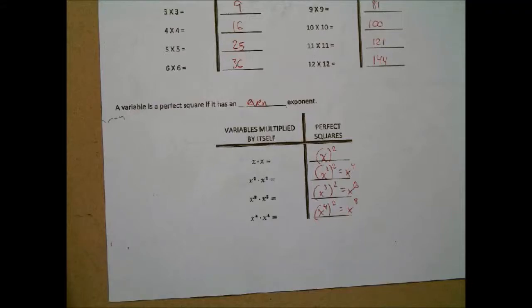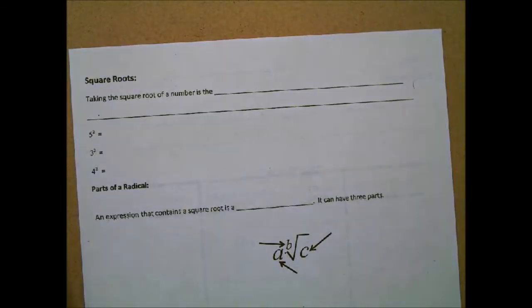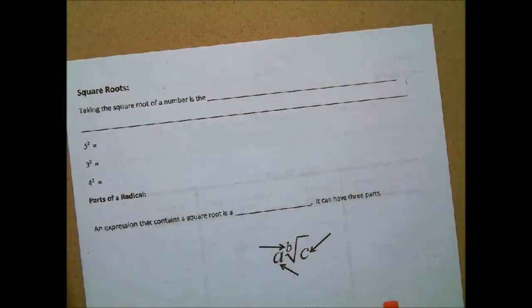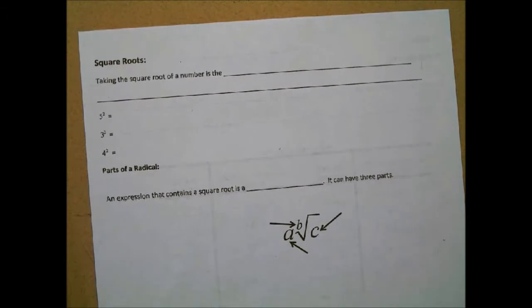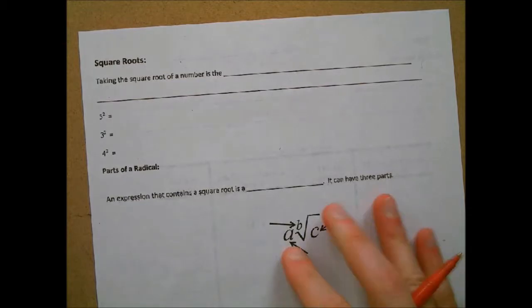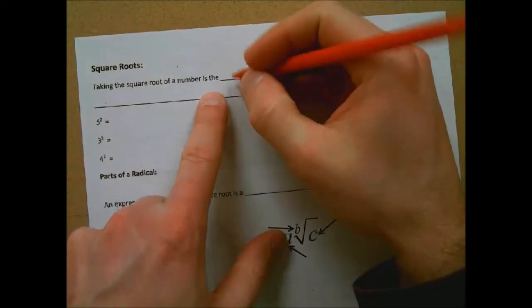So let's continue, like I said, on to the back here from our warm-up. Take a look at these questions that we've got. Again, taking the square root of a number is the, oops, sorry, I'm zooming out here. There are different ways to fill this in. I don't think there's necessarily one right way to do it, but here's what I came up with.